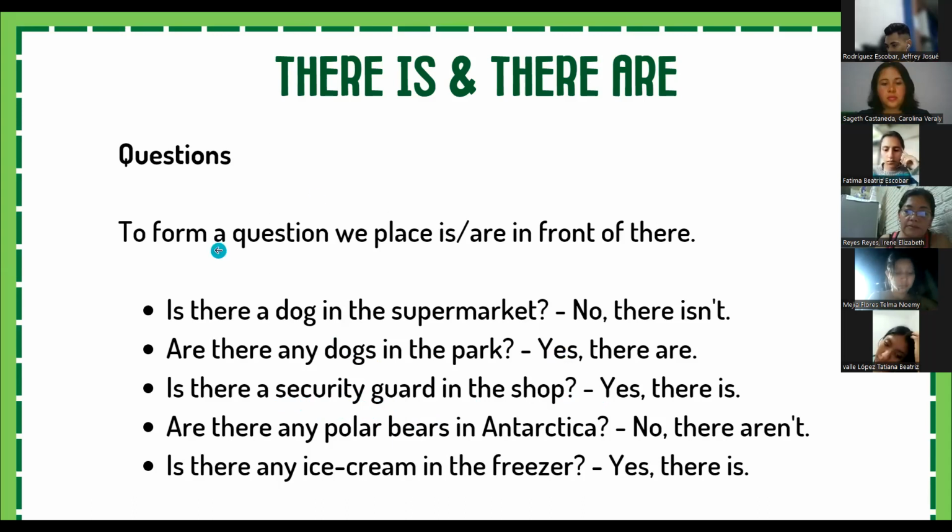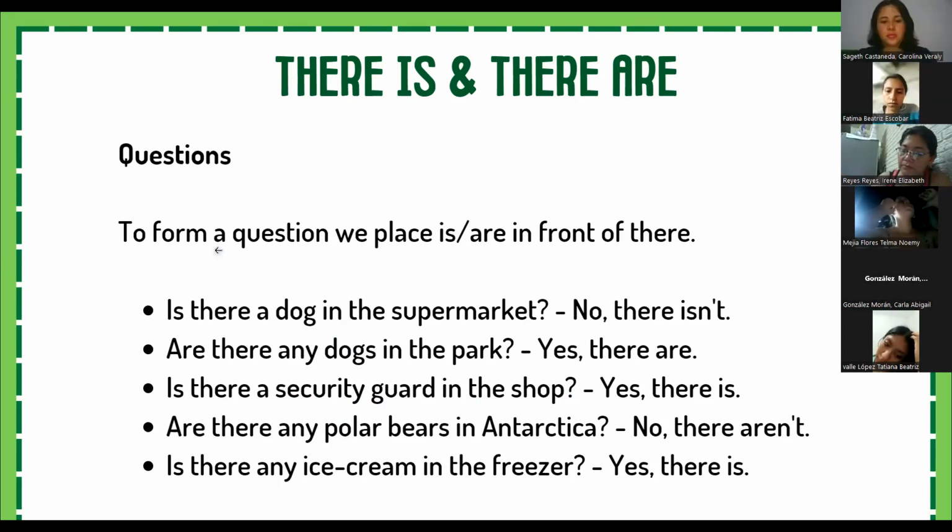So when we make questions, we are going to put is or are before, o sea, antes de la palabra there. Okay, no sería there is, sino que we switch it. Is there a dog? Are there any dogs? Is there a security guard? Are there any polar bears? Etc. Okay. Is this part clear for all of you guys? Yes. Okay. Very good, my friends.